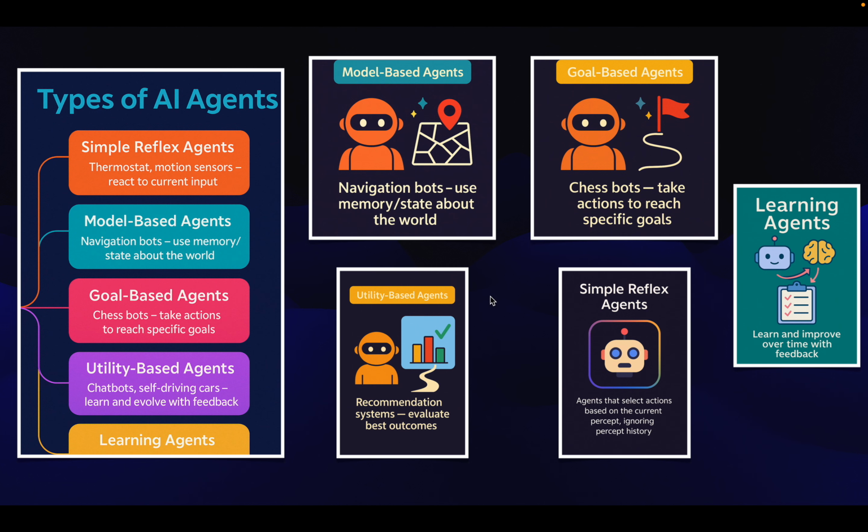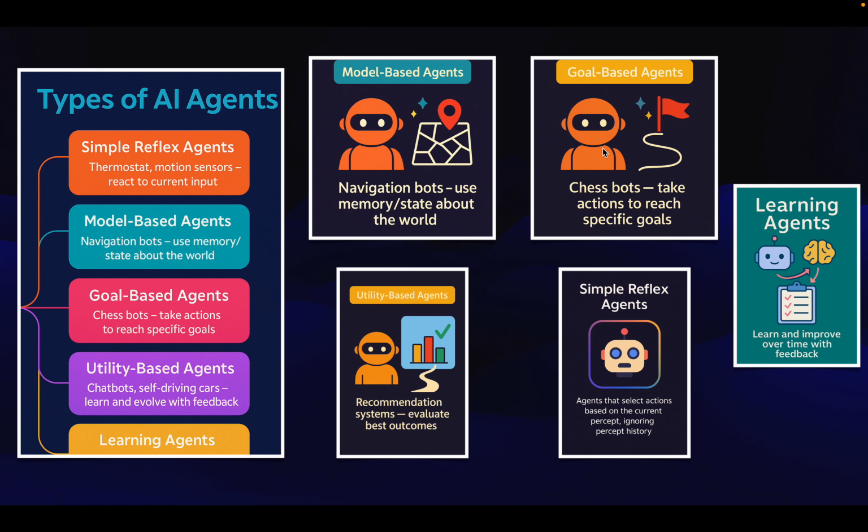Next, we have a model-based agent. They use a basic model or memory about the world. For example, navigation bots that track user history and environment layout. They are smarter because they remember and adapt based on previous input.